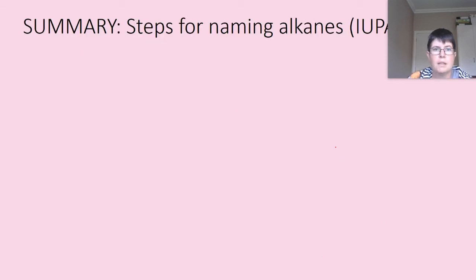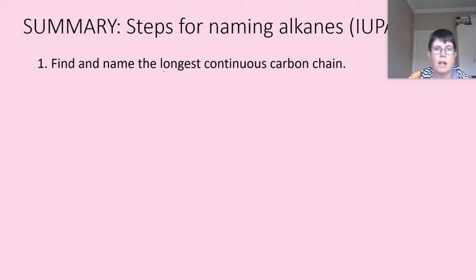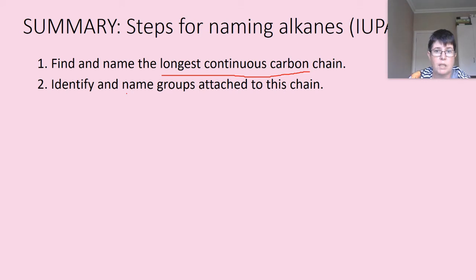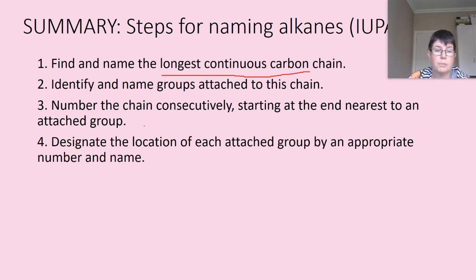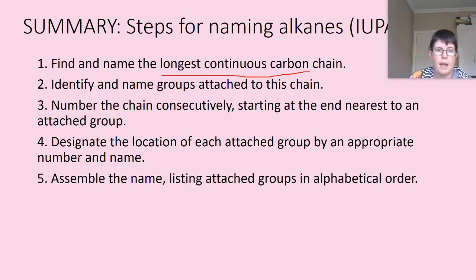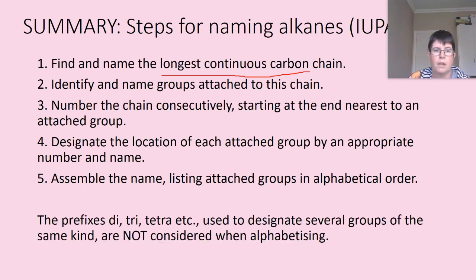So to summarize again, find and name the longest continuous carbon chain. Then identify and name the groups attached to the chain. Number the chain consecutively, starting at the end nearest to the attached group to make the number as small as possible. Designate the location of each attached group by an appropriate number and name, and then assemble the name, listing the attached groups in alphabetical order. Remember to just ignore the di, tri, and tetra when you're doing the alphabetizing. So that's how to name straight chain and branch chain alkanes.